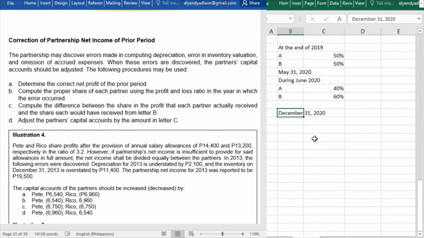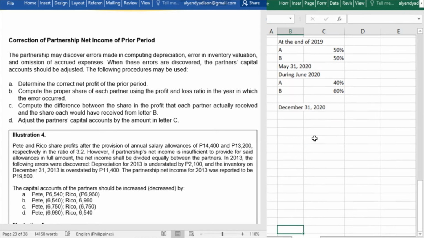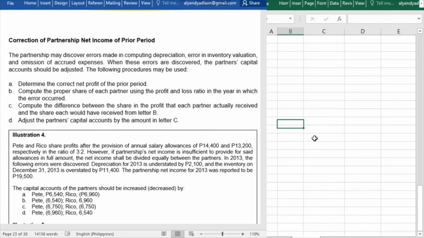Of course, there may be times that there are errors in the computation of the net income from prior periods. It could be that the income was understated or overstated. So there is also an error in the distribution of the profit and loss for the prior period. So, what are we going to do? Usually these errors are discovered after, or let's say during the next year. So we're already done with distributing our profit, but we discovered an error.